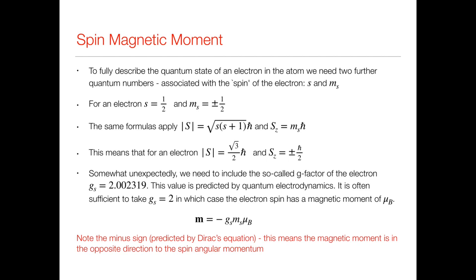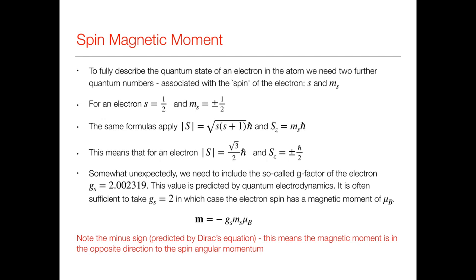However, it is sufficient in terms of dealing with materials to just take it to be equal to 2. So for everything that we're going to do, we're going to take g_s, the g factor associated with the spin of the electron, to be integer 2. It's not going to make any measurable difference for us. It does have some consequences, but not really for magnetism in materials. So that's the first thing.